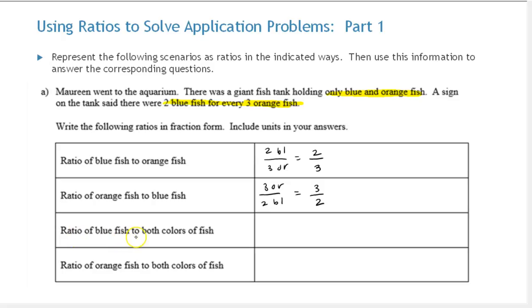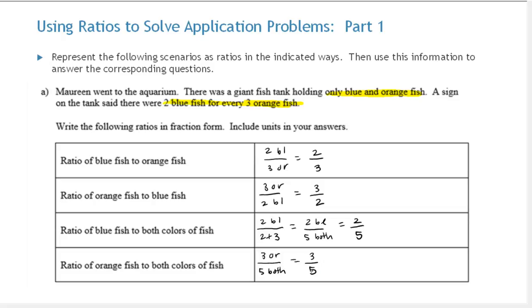The ratio of blue fish to both colors of fish. Okay. So the blue fish is 2. And if we add both colors, there would be a total of 5 compared to the blue. So it's 2 blue to 5, we'll put both, or 2 to 5. And the ratio of orange fish to both colors of fish, well, there's 3 orange. We found we're going to compare that to 5 of both colors, or 3 to 5.